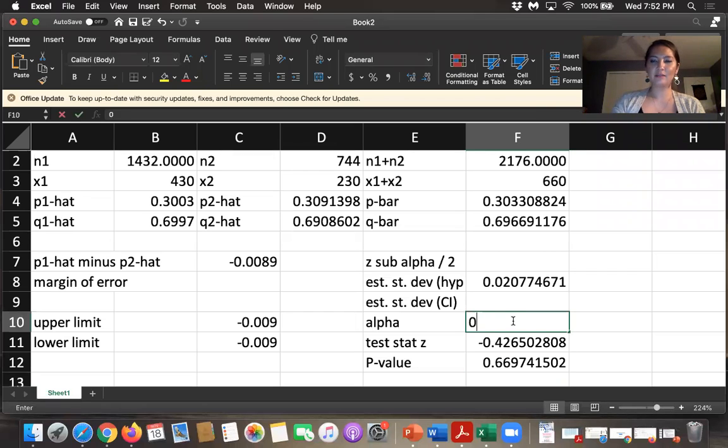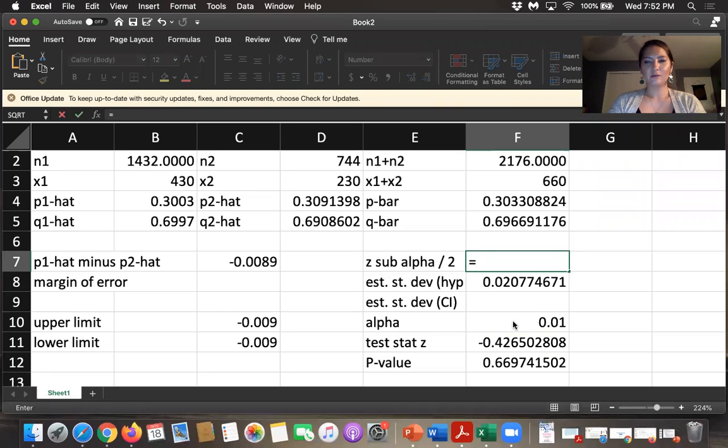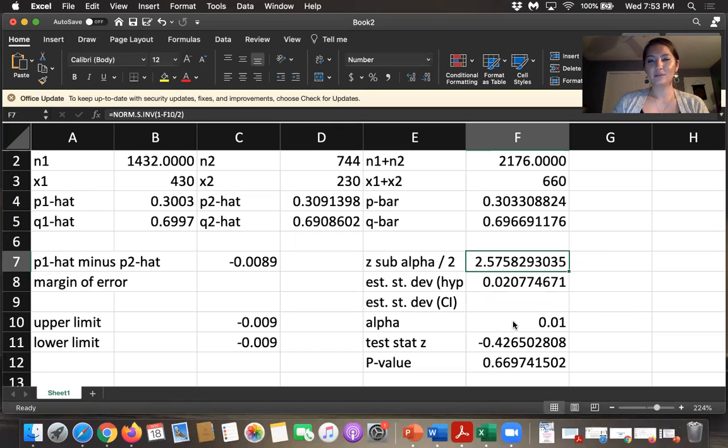Okay, so our alpha value is 0.01. And to get z sub alpha over 2, I want a z-score corresponding to an area to the left of 1 minus alpha over 2 in this case. So I will use the norm.s.inv function. That's like the inverse standard normal distribution function. So what they're asking for here is a probability, and then they're going to give you a z-value, which is what we want. Now the probability you have to enter is not the area to the right, it's always the area to the left. So I will type 1 minus alpha divided by 2 in this case, because it's a two-tailed test. And that gives me my z-score.